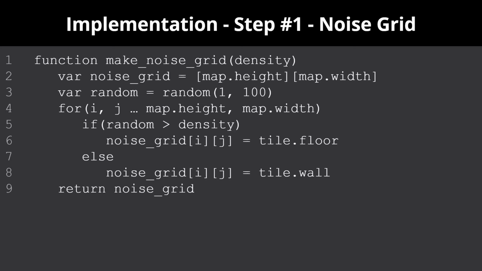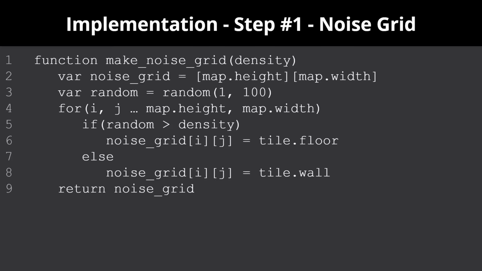This is the array that will hold all of the grid values. Line 3 generates a random value between 1 and 100. Now we're going to loop through our noise grid array and begin initializing its values. Line 5 checks if our randomly generated value is greater than our density argument. If it is, then the current tile in the noise grid becomes a floor. Otherwise, it becomes a wall.